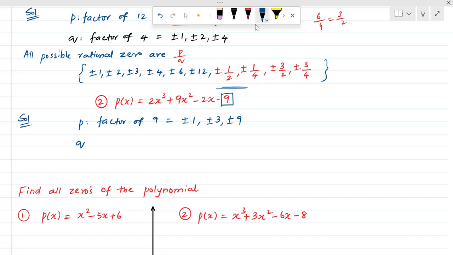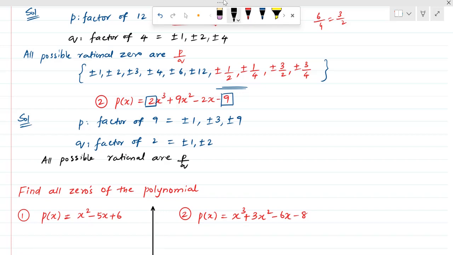Now coming to Q, the factor of the leading coefficient. What is the leading coefficient? 1 and 2. So what are all the possible zeros? All possible rational zeros are given by P over Q.